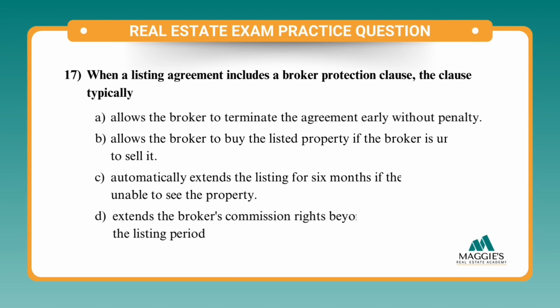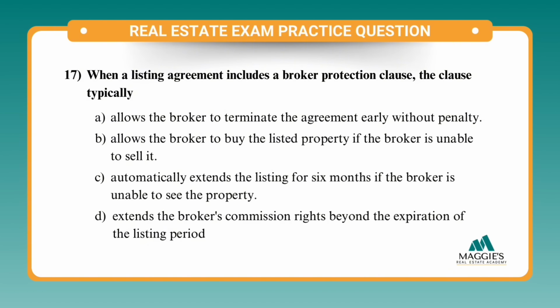Number 17. When a listing agreement includes a broker protection clause, the clause typically A, allows the broker to terminate the agreement early without penalty, B, allows the broker to buy the listed property if the broker is unable to sell it, C, automatically extends the listing for 6 months if the broker is unable to sell the property, or D, extends the broker's commission rights beyond the expiration of the listing period.